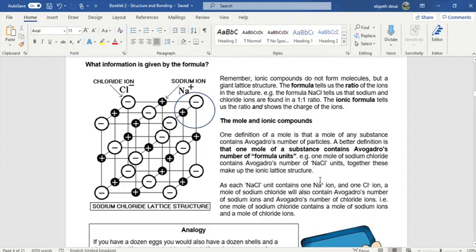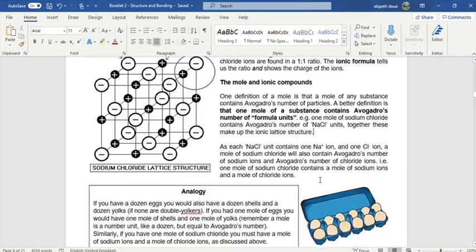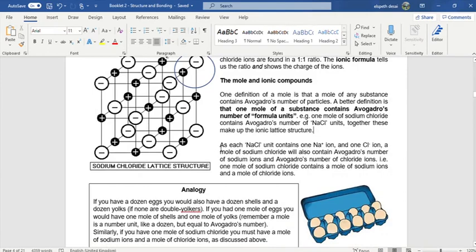Now, this is one thing that gets asked a little bit at higher, just to check your understanding of the mole. Because each sodium chloride unit contains one sodium ion and one chloride ion, we can see that a formula unit contains one of each type of ion. This means that if we have a mole of sodium chloride, this will also contain Avogadro's number of sodium ions and Avogadro's number of chloride ions.